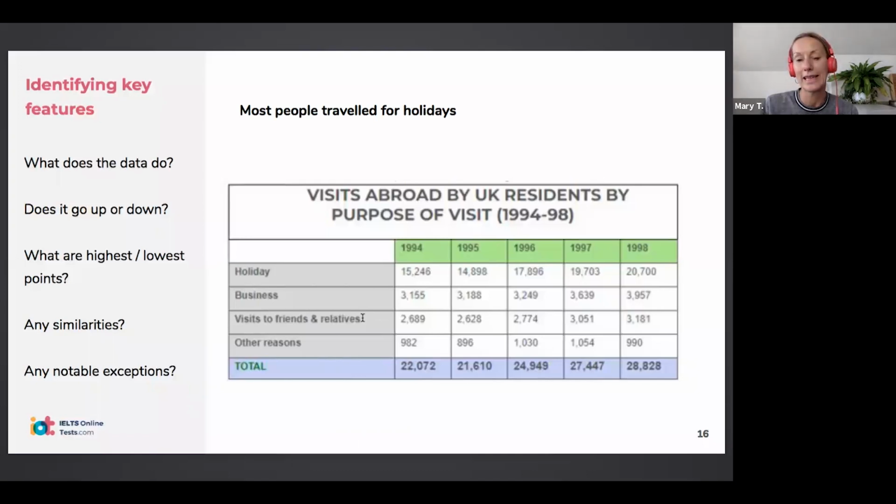Okay, so now looking at key features. So most people traveled for holidays. Okay, so that's quite clear. There's a huge difference between holiday and the other sections there. The number of visits abroad increased over the period. Okay, so that is for each section, it's the same. Okay, it does dip slightly in 1995, but the rest of the time it's increasing.